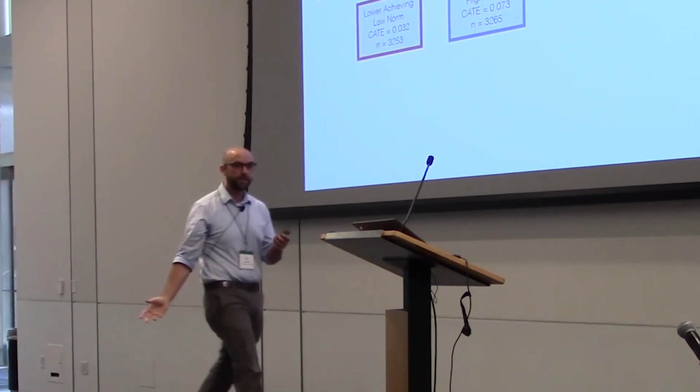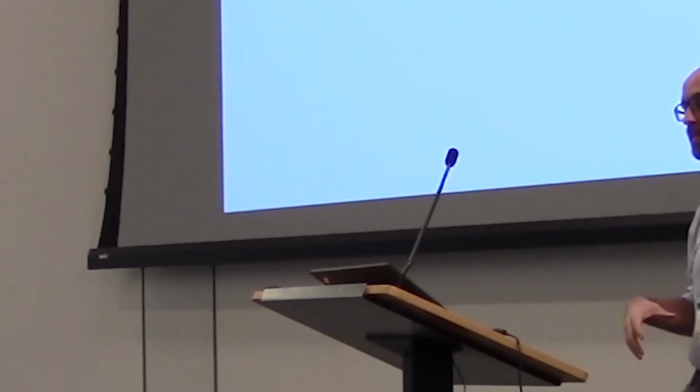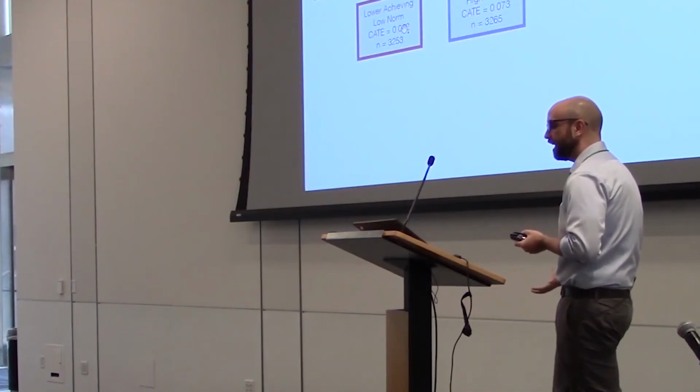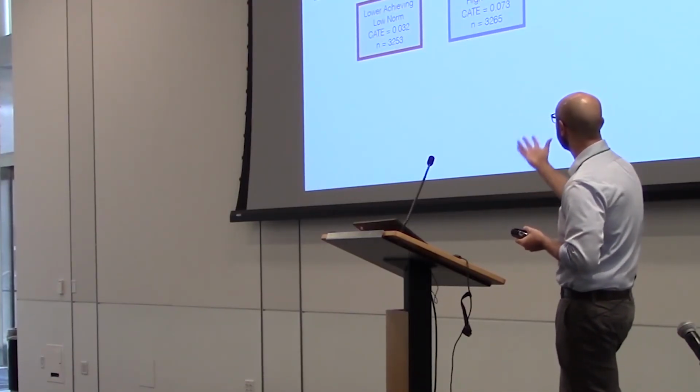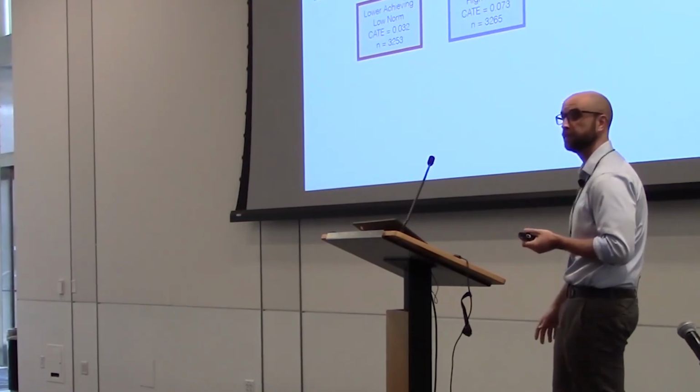We can keep going down the tree. The next cut that we make is on baseline levels of mindset norms in the school, and that happens at about the median. Okay? So we take that group of lower achieving schools, and then we separate them into low norm schools and high norm schools. If we look at the lower achieving low norm schools, we get a point estimate for conditional average treatment effects that's about 0.032. The conditional average treatment effect in the lower achieving high norm schools is actually much larger, about 0.073.